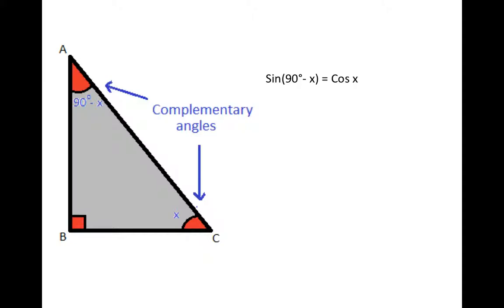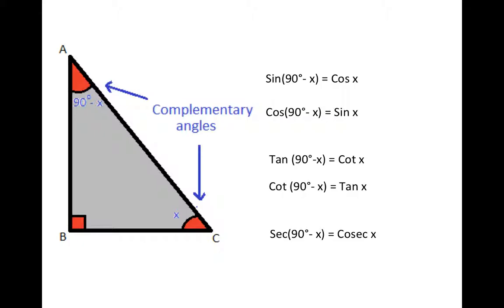Sine of 90 minus x equals cos of x. But we could have done exactly the same process starting the other way, and we would have found cos of 90 minus x equals sine x. So it does work both ways. Next thing we did was we looked at tan. Tan of 90 minus x equals cot x. Again, we could have done that the other way. Cot of 90 minus x is equal to tan of x. And finally, cosec and sec. Sec of 90 minus x is cosec of x. Cosec of 90 minus x is sec of x.